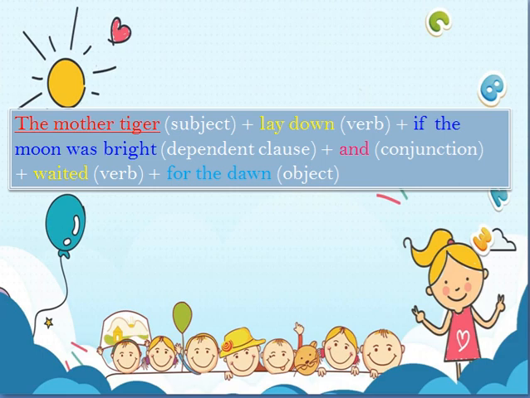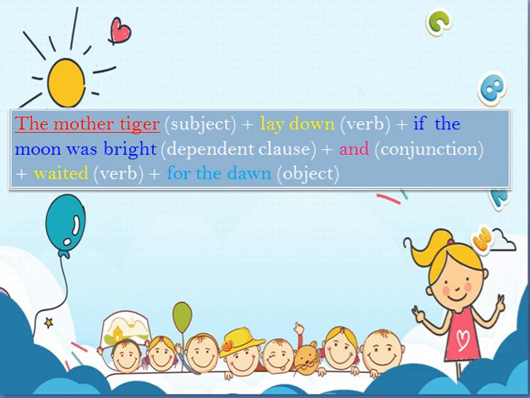Okay, or the mother tiger lay down. So this is the dependent clause. We will learn more on this in the higher classes. Okay. And is a conjunction. It is joining two parts of the sentence. What are the two parts? The first part is mother tiger lying down. This is the first part. And the second part is mother tiger waiting for the dawn. These are the two parts which have been joined by the word and. So this is a conjunction.